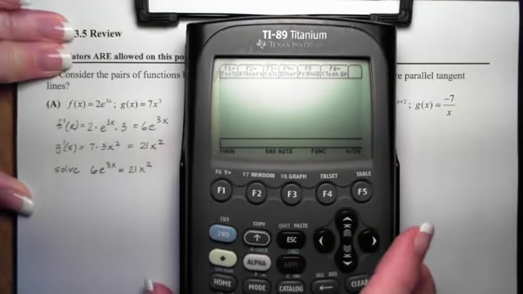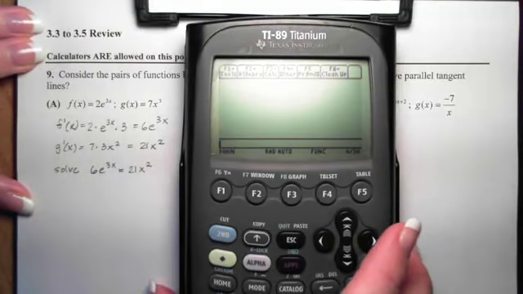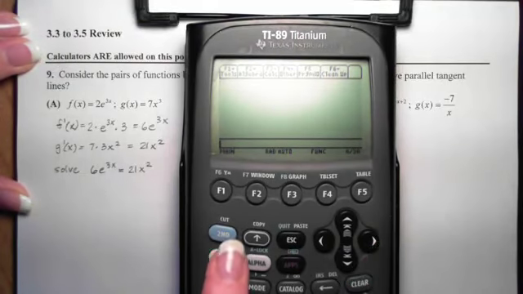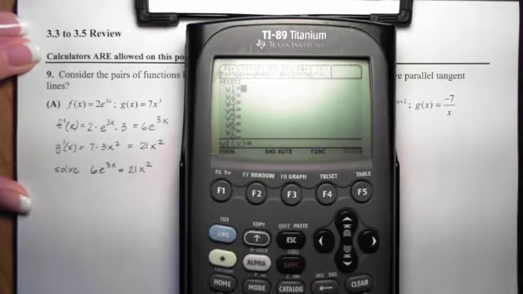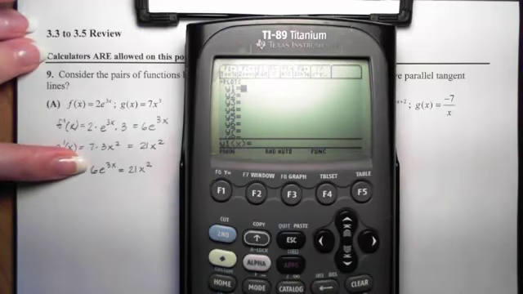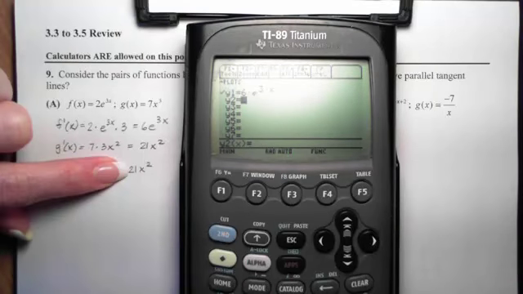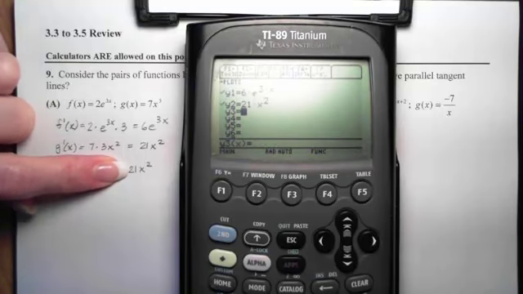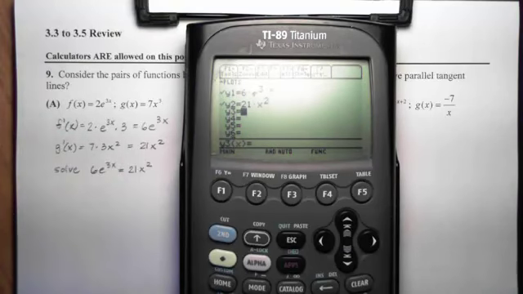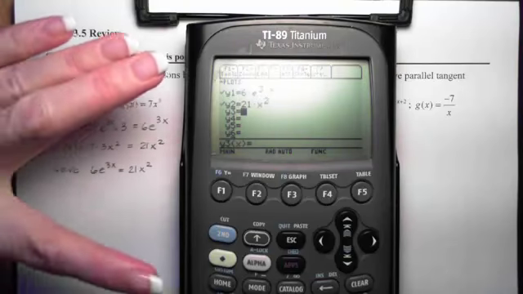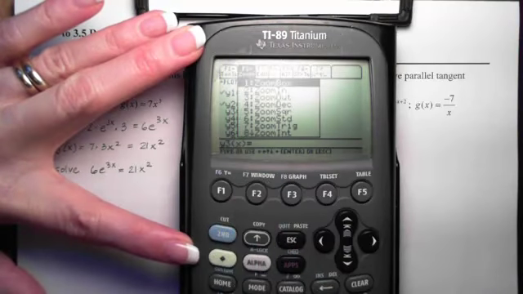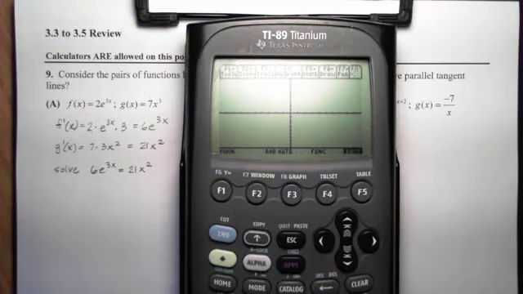So on this one, I'm actually going to do it on my graph so that you get to see exposure to how the graphs work. So I'm going to go into y equals, and I'll put 6e to the 3x in for y1, and I'll put 21x squared in for y2. Now I need to graph both of these functions and see when they intersect. So I'll just do a zoom 6 and look to see if there's a picture that actually intersects.